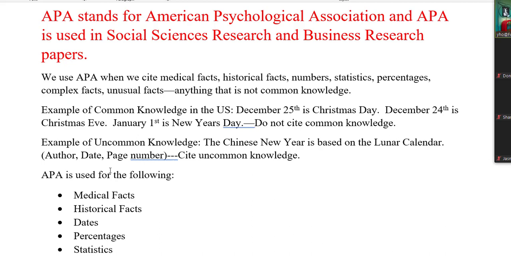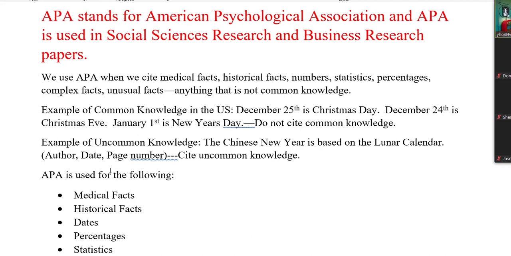Example of common knowledge in the US. December 25th is Christmas Day. December 24th is Christmas Eve. January 1st is New Year's Day. You don't have to cite any of this because that's common knowledge. Example of uncommon knowledge. The Chinese New Year is based on the lunar calendar. This is uncommon knowledge in the United States.